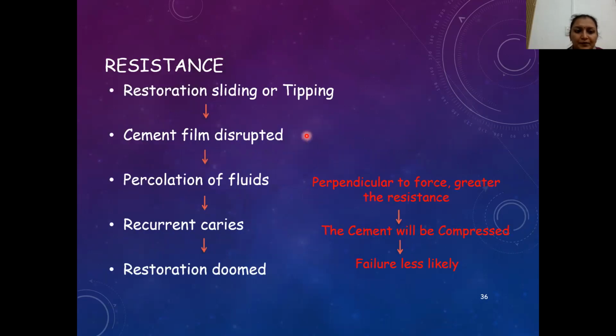Now, the resistance. If the restoration is subjected to sliding or tipping forces, this may lead to cement film disruption. This further can lead to percolation of fluids, recurrent caries, and ultimately the restoration is doomed. However, if the restoration is more perpendicular to the force, greater will be the resistance. This is because the cement will be in compression and therefore failure is less likely to occur.